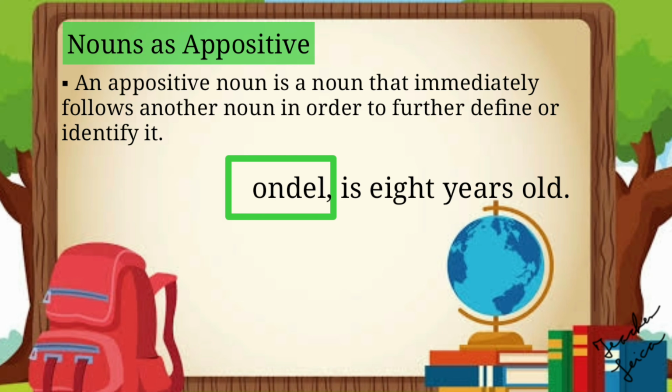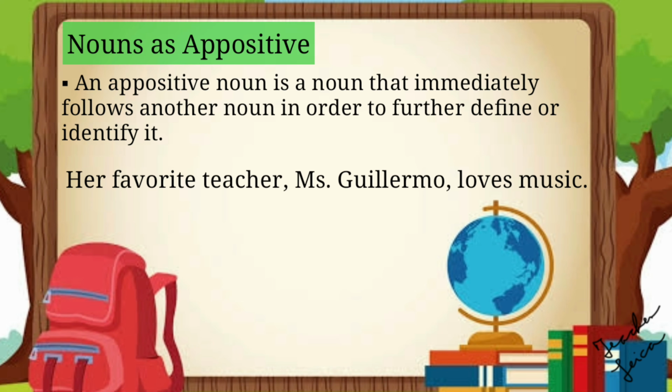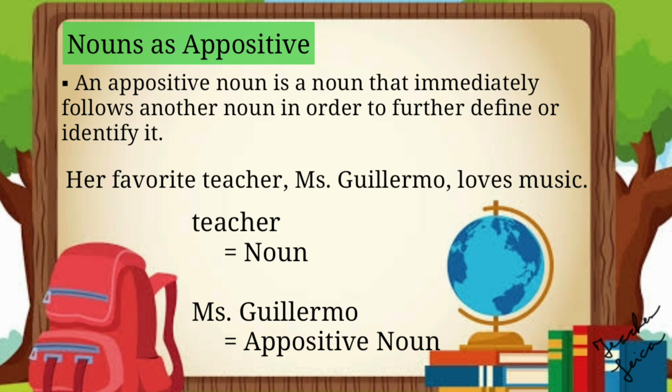Another example, her favorite teacher, Miss Guillermo, loves music. So teacher is used as a noun. Miss Guillermo is used as an appositive noun here.